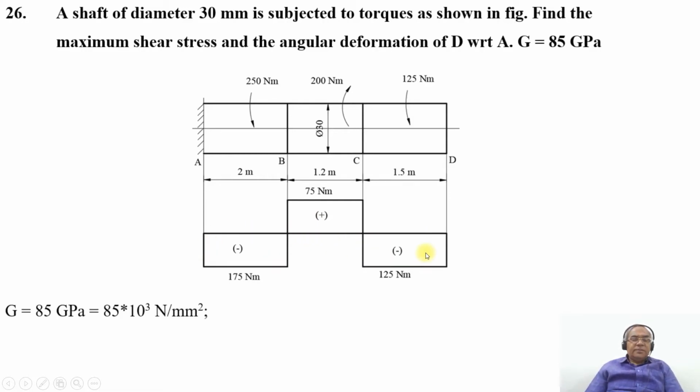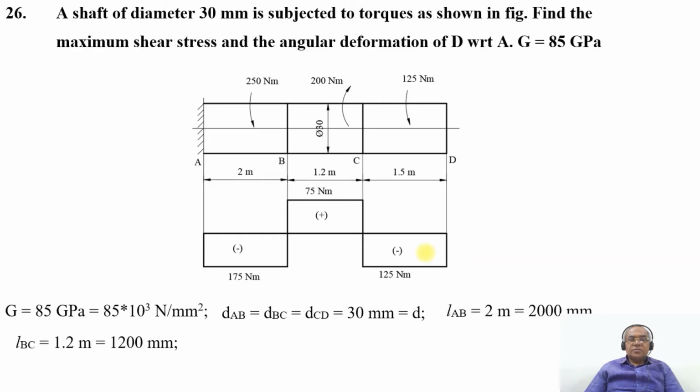So once you do that, G will be equal to 85 GPa, which is 85 into 10 to the power of 3 Newton per mm square. As the diameter is uniform throughout the cross section, DAB, DBC and DCD will be equal to D, which will be equal to 30 mm. So length of AB is 2 meters, so 2000 mm. The length of BC is 1.2 meters, it is 1200 mm. And length of CD will be equal to 1.5 meters, which is 1500 mm. TCD will be equal to 125 Newton meter, which is 125 into 10 to the power of 3 Newton mm.